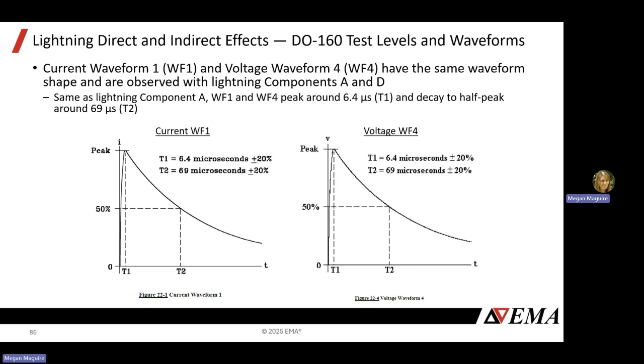I don't get into this too much, but these are pulling from DO-160. This is an example of current waveform 1, which is the same amplitude and waveform shape as voltage waveform 1, and also the same shape as component A. If your response from your simulation looks like one of these, then you could say it's current waveform 1 with some sort of level.